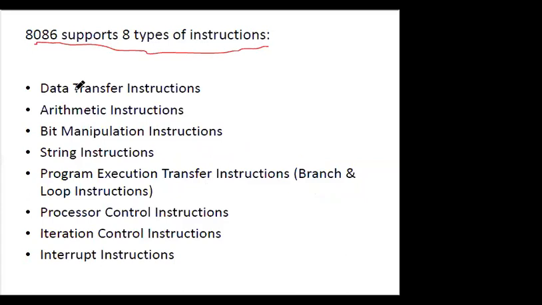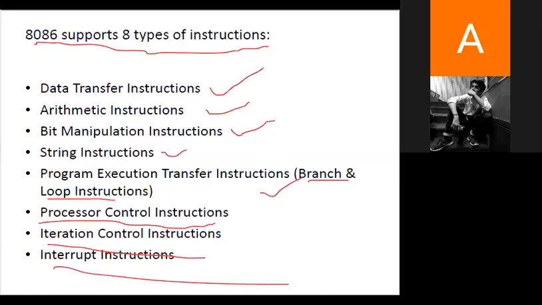They are as such: one is data transfer instructions, then we have arithmetic instructions, bit manipulation instructions, string instructions, and program execution transfer instructions, which involve branch and loop execution instructions. Then we have process control instructions, iteration control instructions, and interrupt instructions. So let us discuss them one by one.